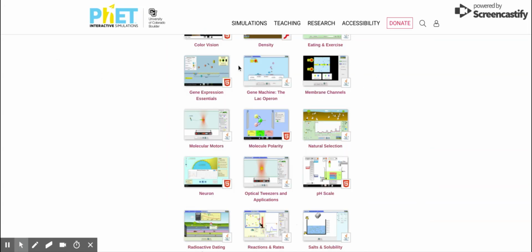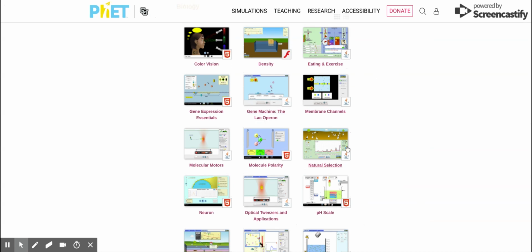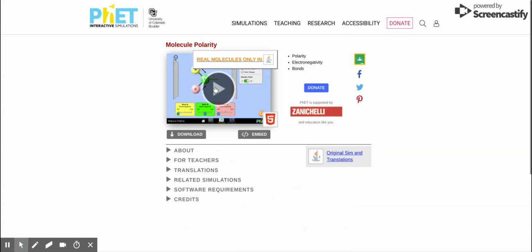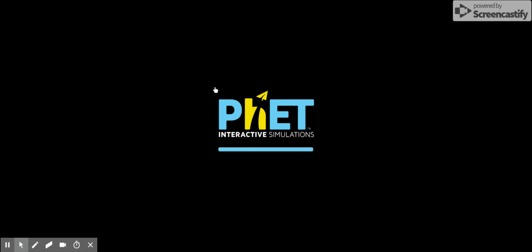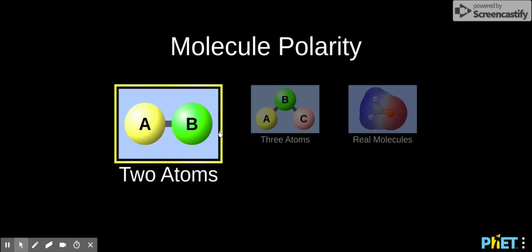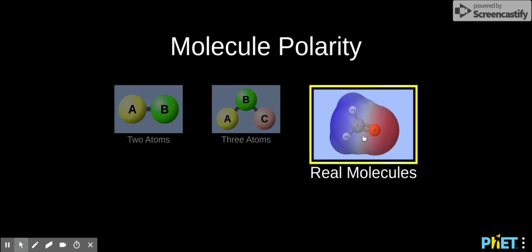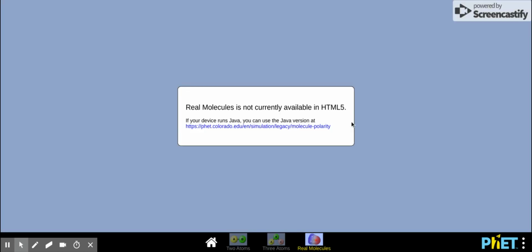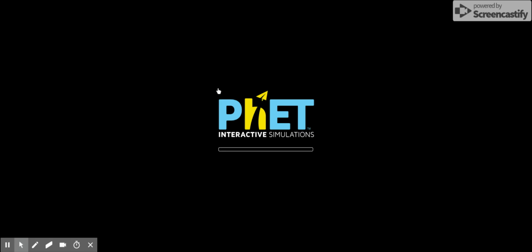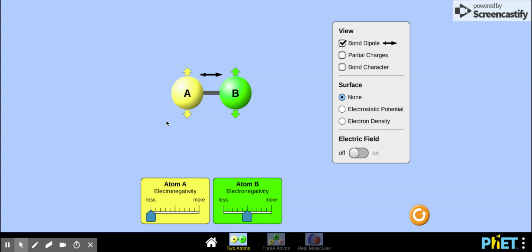So that is just one simulation. Another simulation I would like to share with you is molecular polarity. This is another one that can seem awfully abstract to our students. And sometimes having an example can really help out. So we've got several options here. I'm going to choose real molecules. No, I'm not, because it didn't work. I apologize for that. I'm going to choose 2 atoms.